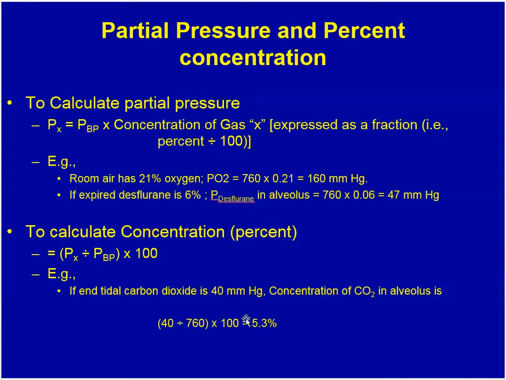Conversely, to calculate the concentration, volume per volume, it equals the partial pressure of the vapor divided by the barometric pressure times 100. For example, if the alveolar carbon dioxide is 40 millimeters of mercury, the concentration of CO2 in the alveolus is 40 over 760 times 100, or 5.3%.